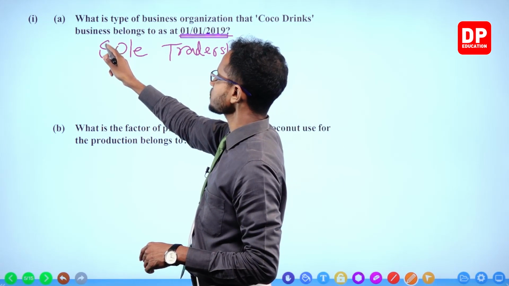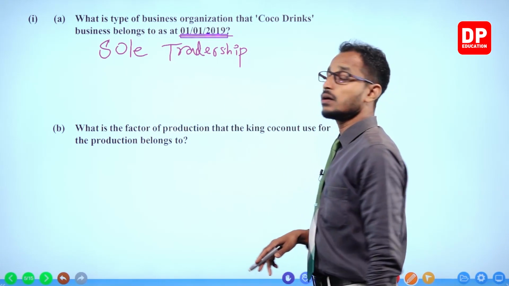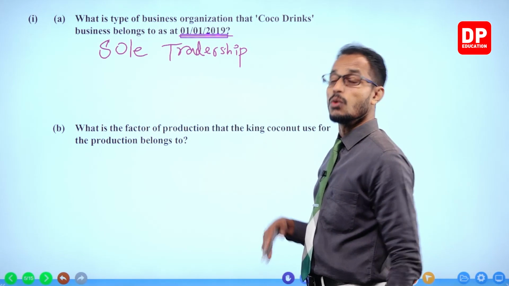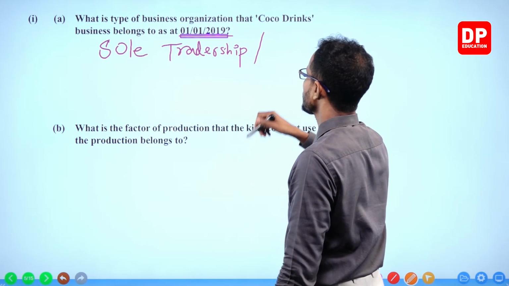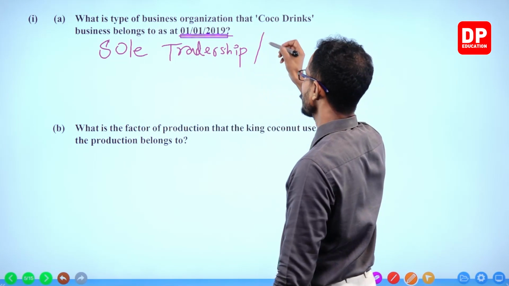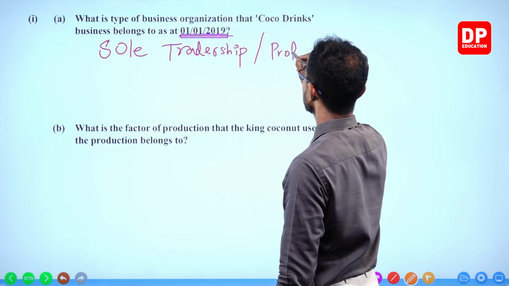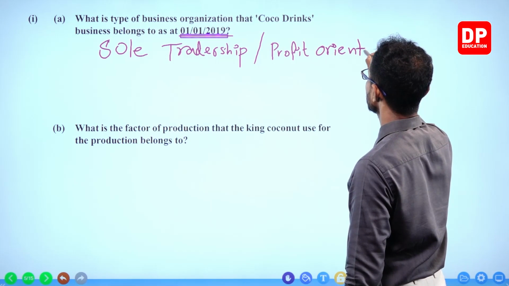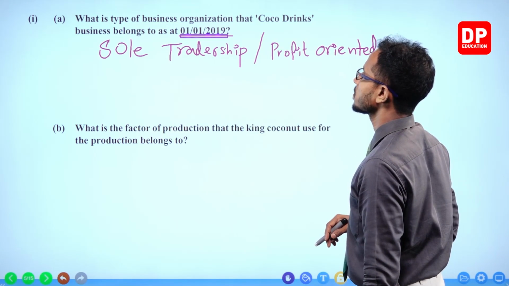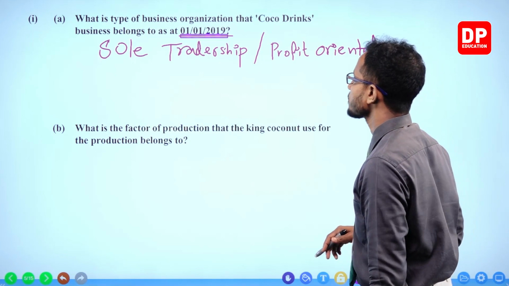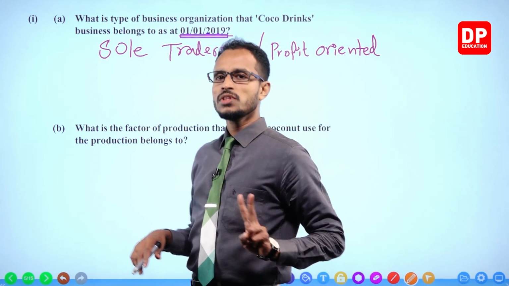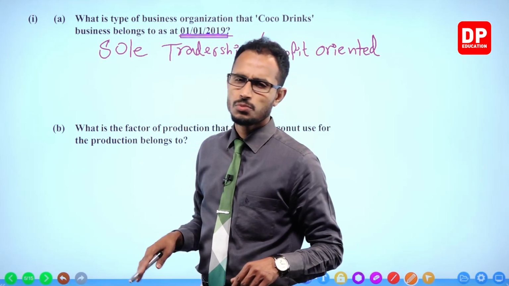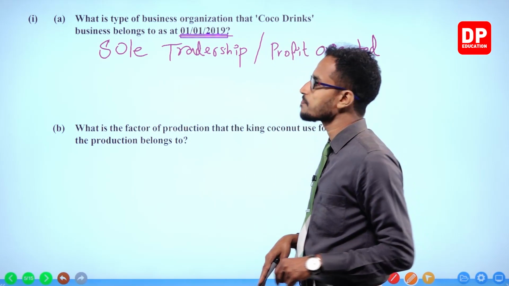Type is according to ownership, it's a sole tradership, and according to objective, it's a profit oriented business. Okay, right. You can write both, or you can just write sole tradership and end your answer, no problem. Right, you will get marks.